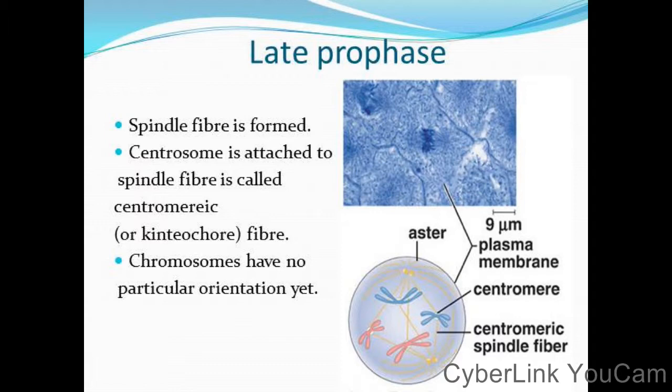And the centromere, the middle part of the chromosome, is attached to the spindle fiber, sometimes called centromeric or kinetochore fiber. Chromosomes have no particular orientation at this stage.